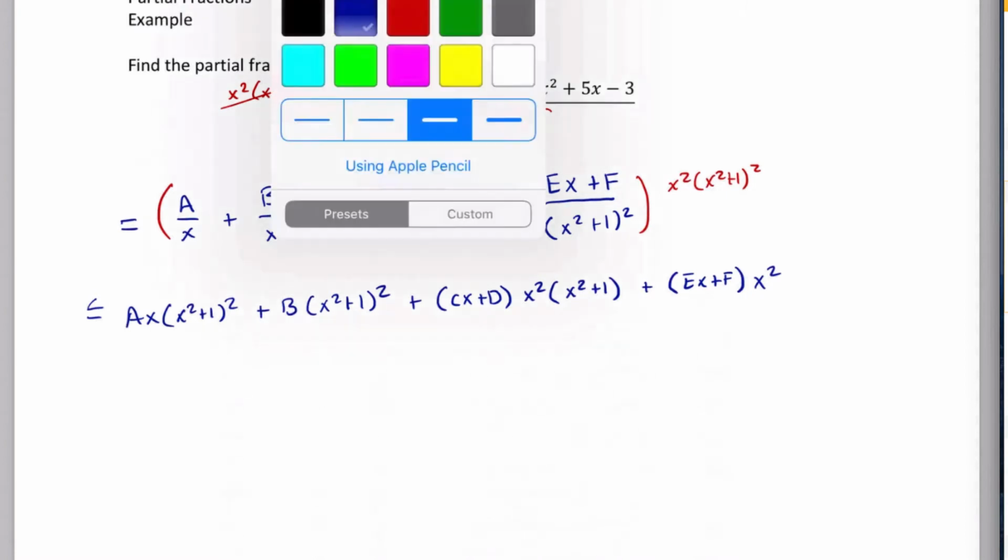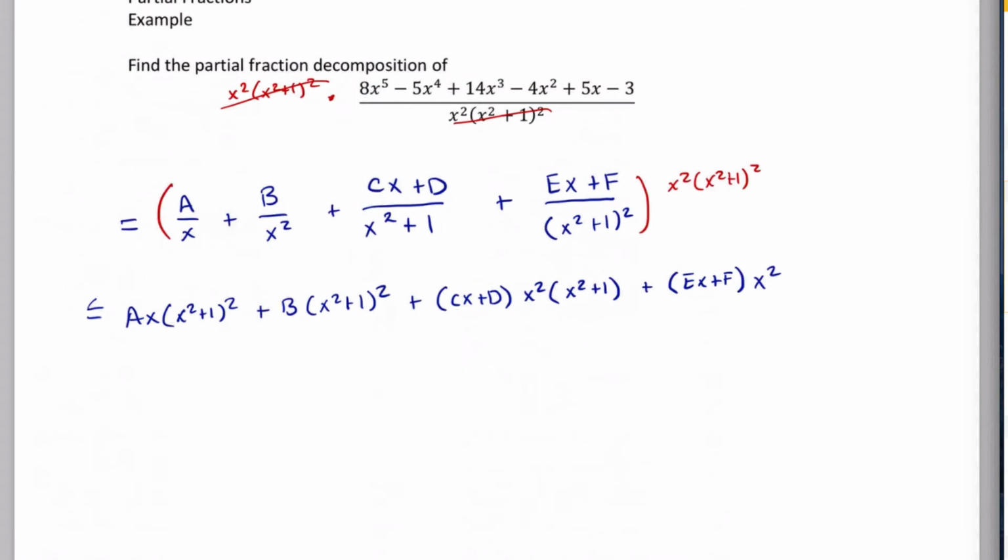Before we expand, though, let's do a little scratch work on the side. So x squared plus 1 quantity squared. What is that? That is x to the fourth plus 2x squared plus 1. Okay? So just keep that in mind because we're going to use that.